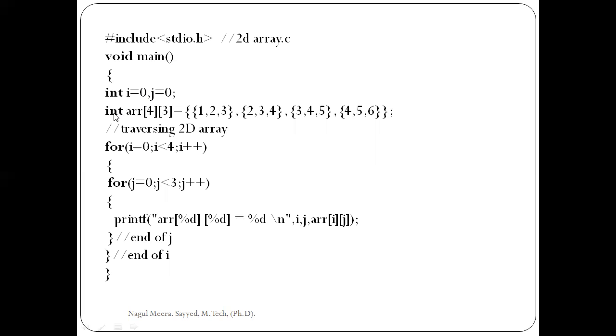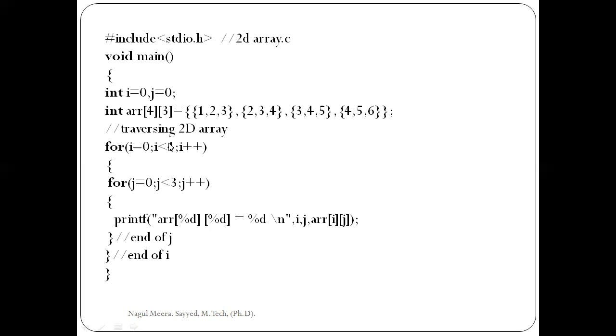Now here this is my initialization. int arr[4][3]. One subscript, second subscript. So 4 rows and 3 columns, same as in the example. This is the first row, this is the second row, this is the third row, this is the fourth row, semicolon. Now what happened here? All these values are initialized, nothing but inserted into the arr array. That is 4 rows, 3 columns.